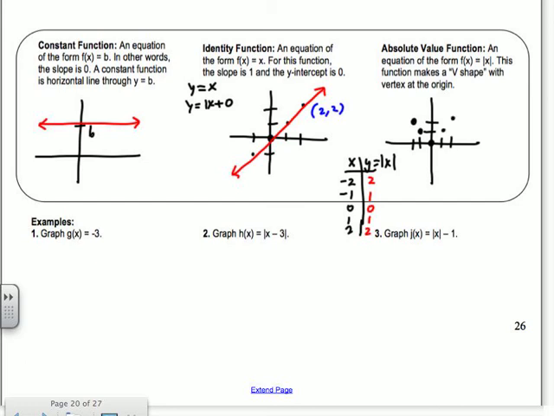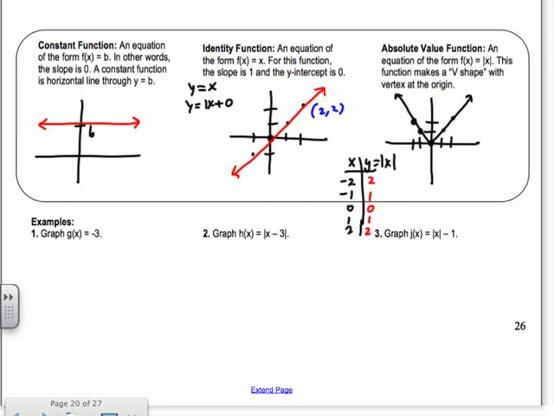So it goes back up. So it's not making a line. It's making the V shape. It's always a V, not a U like a parabola. So it's a V shape for absolute value.